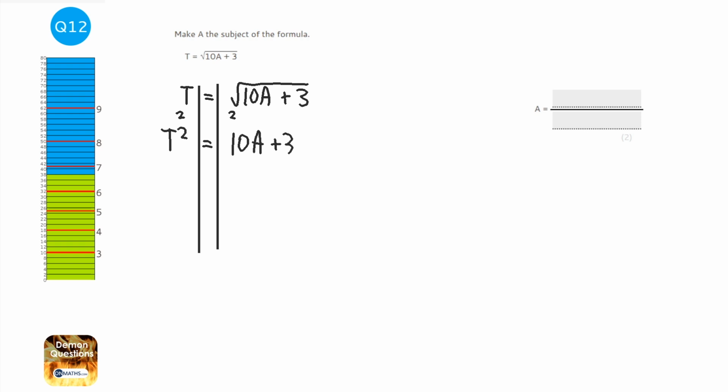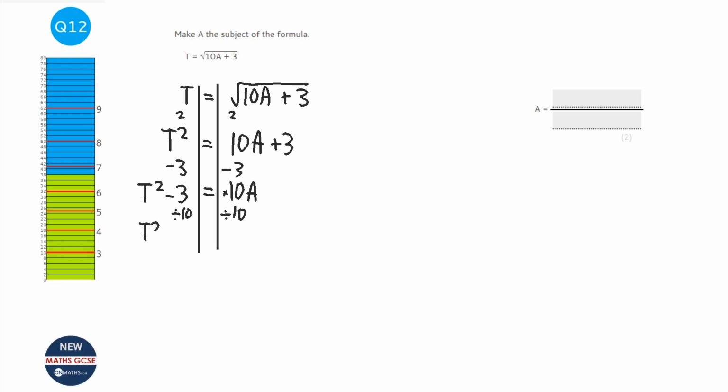Okay, next I need to get rid of that 3, so I'm going to take away 3 from both sides. So we've got t squared minus 3 equals 10a. Then I'm going to get rid of that 10. Now that's a times 10 there, so I need to divide both sides by 10. Now I could divide the t squared by 10 and the 3 by 10, or I can just write it as a fraction, which is a lot easier. So just put the whole thing over 10. So therefore a equals t squared minus 3 over 10.